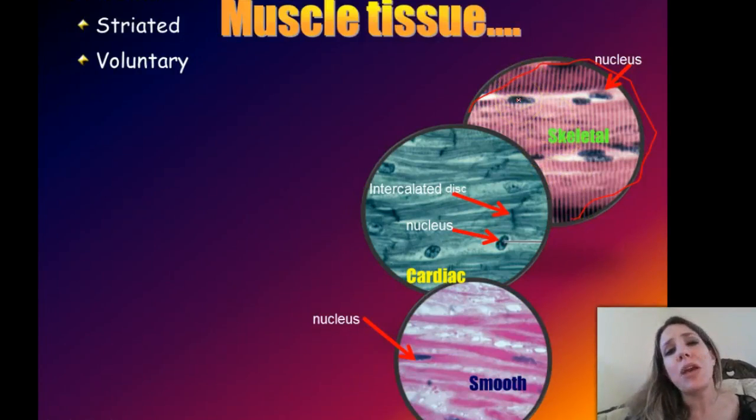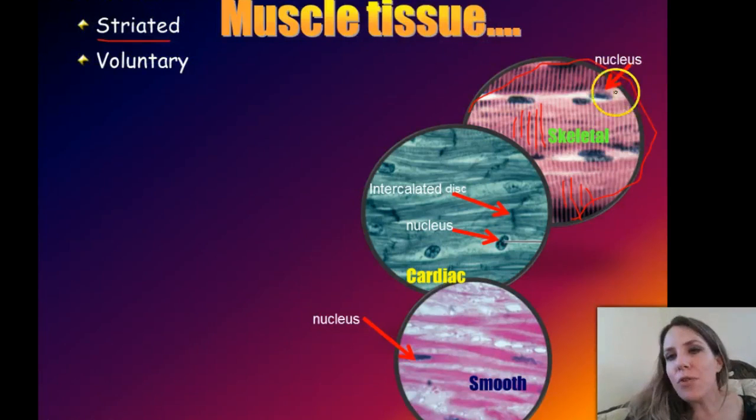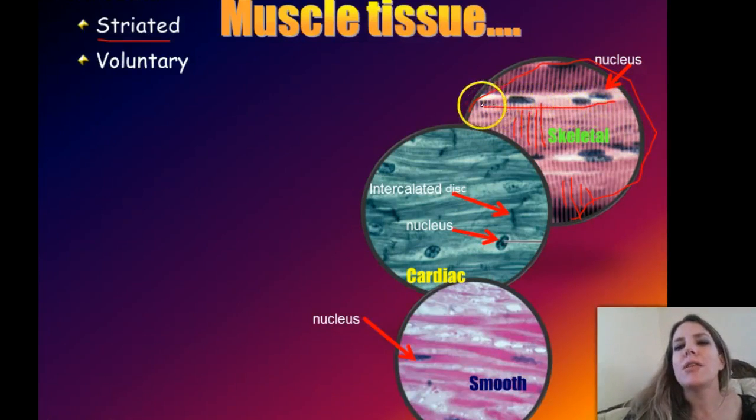And the dead giveaway for skeletal muscle under the microscope are these striations, the stripes. So check out those striations. Aren't they cool? And you'll see rows of these stripes. So those are called striations. We say that skeletal muscle is striated. The other dead giveaway is that along each of these bands of striated muscle, you see a band here that includes several nuclei.